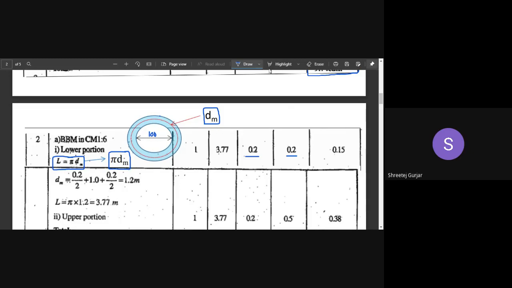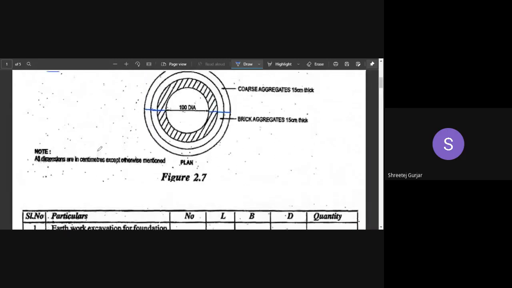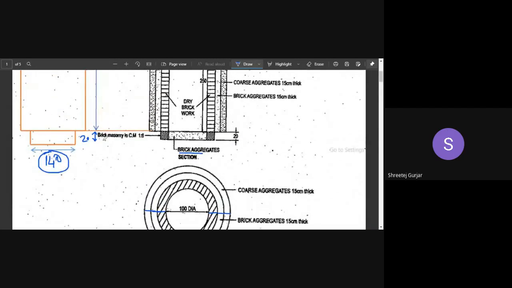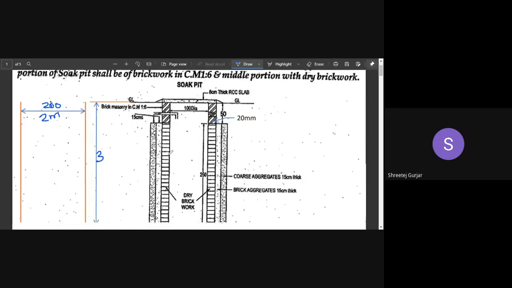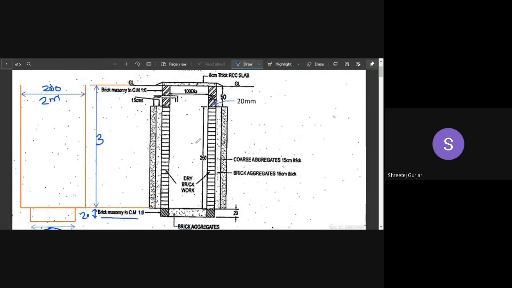Now for your brickwork, starting from brickwork in lower portion, let us just look into where is that. So this is your brickwork, brick masonry work. So this is in your lower portion, and then we have the same thing in your upper portion also. So we will write the lower portion first and then upper portion.